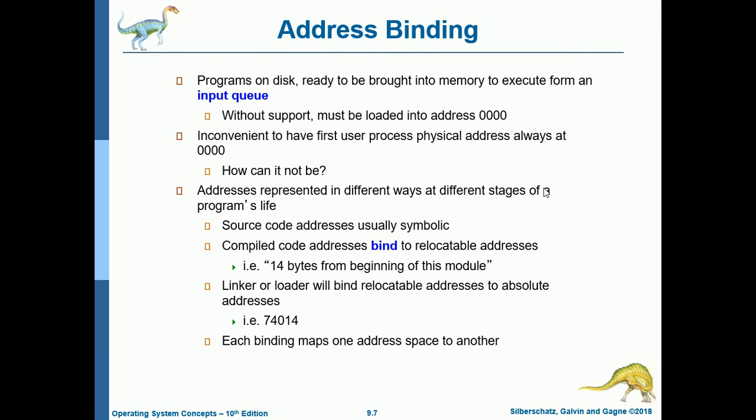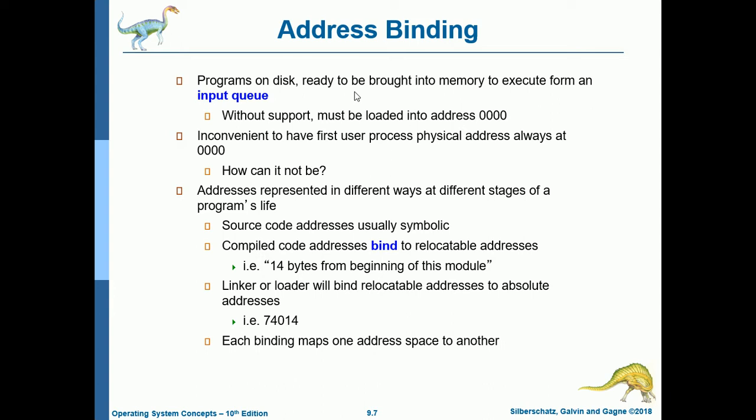Next we have the address binding. Programs on disk, ready to be brought into memory to execute, form an input queue. Without support, a program must be loaded into address 0000. It's inconvenient to have the first user process physical address always at 0000. How can it not be?